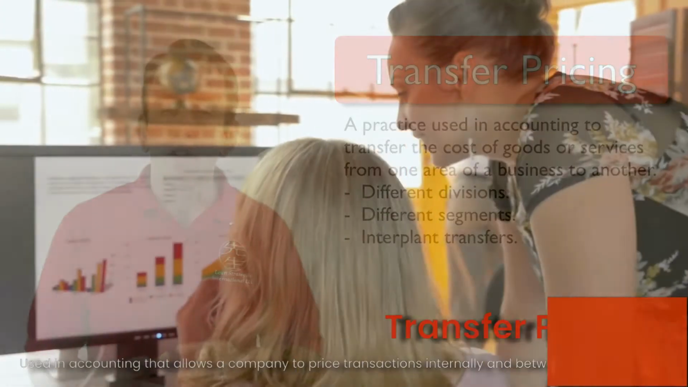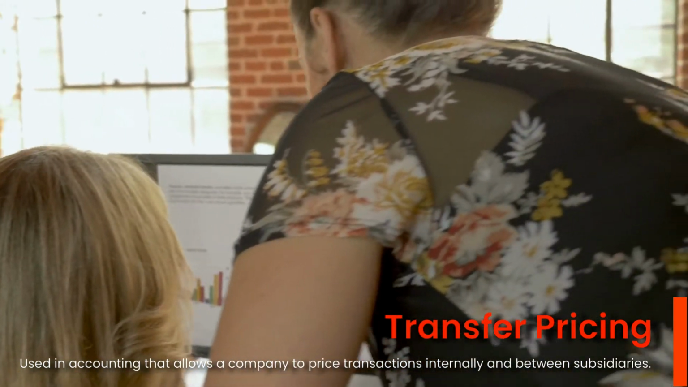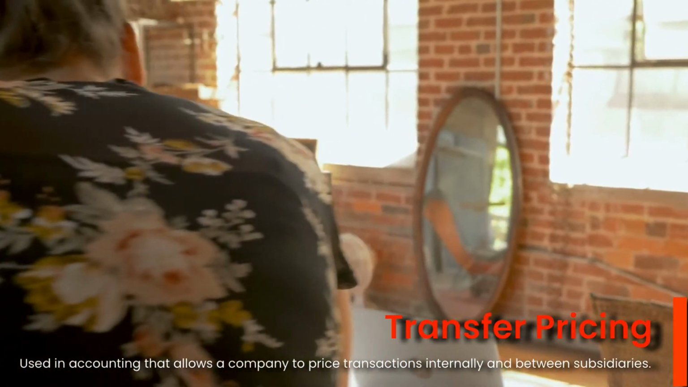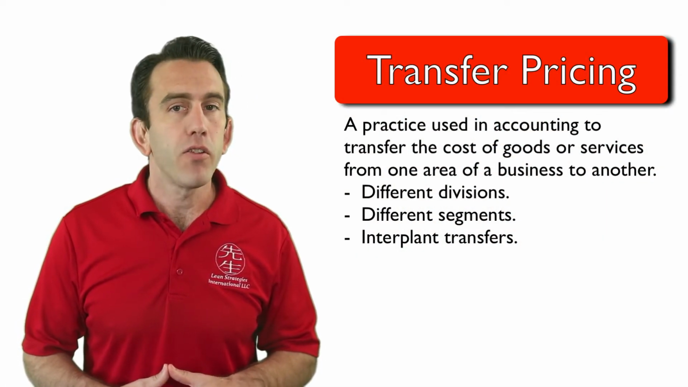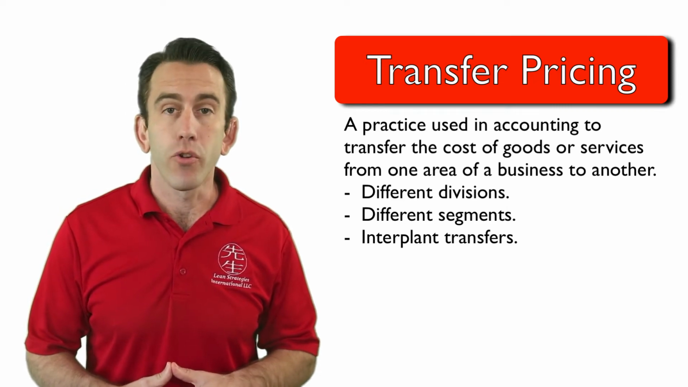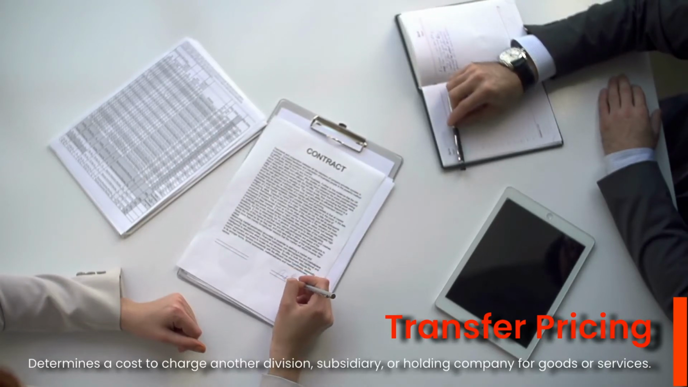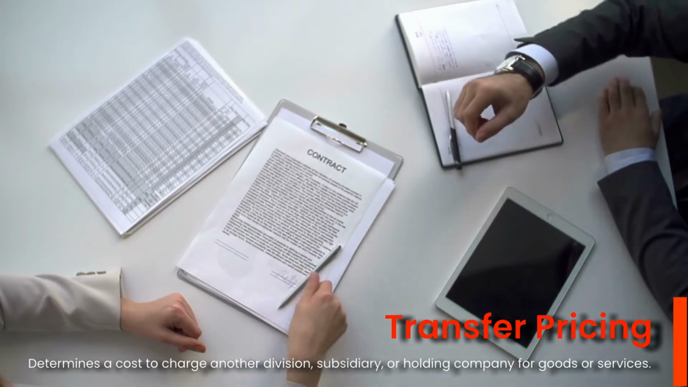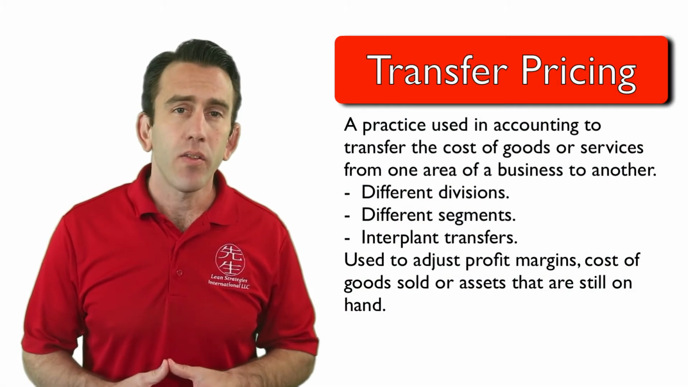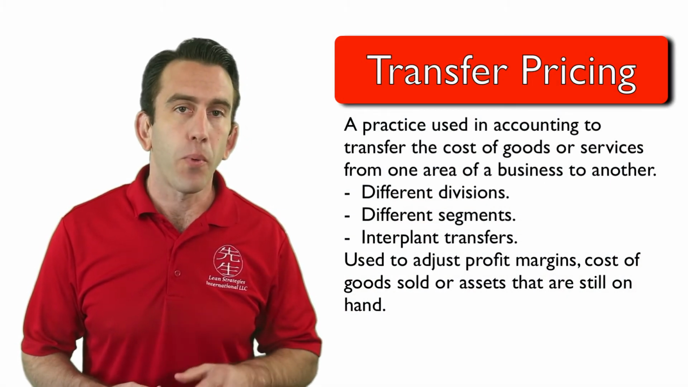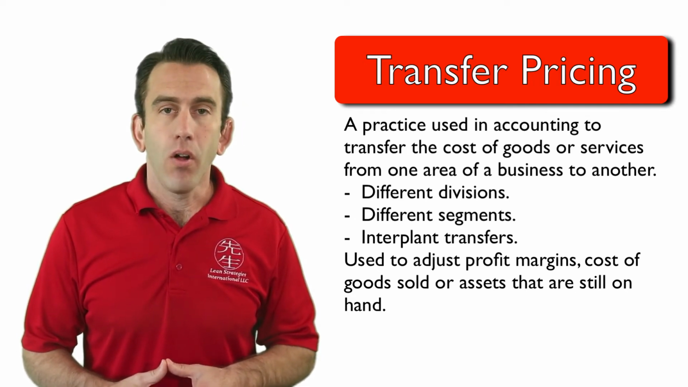Transfer pricing is a practice used in accounting that allows a company to price transactions internally within businesses and between subsidiaries. These different subsidiaries or divisions must be owned by the same larger controlling company. A transfer price is used to determine the cost to charge another division, subsidiary, or holding company for goods or services rendered. As you might have guessed, this tactic is mostly used to adjust profit margins, cost of goods sold, or assets that are still on hand.